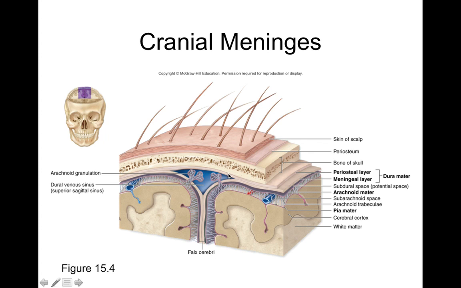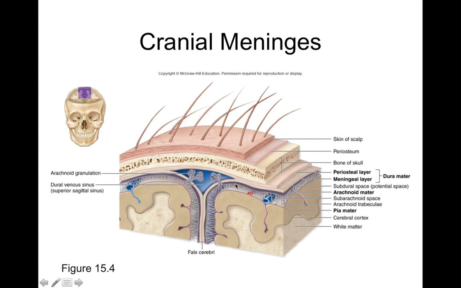Periosteal layer of dura. And then what about this layer? Meningeal layer. And when they separate, it forms a dural venous sinus. Yeah, good. It forms a dural venous sinus, which is a blood-filled space you find in the brain.